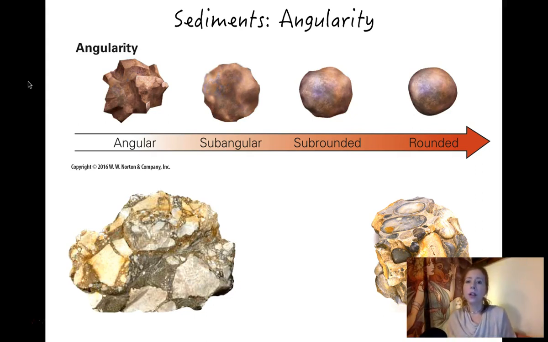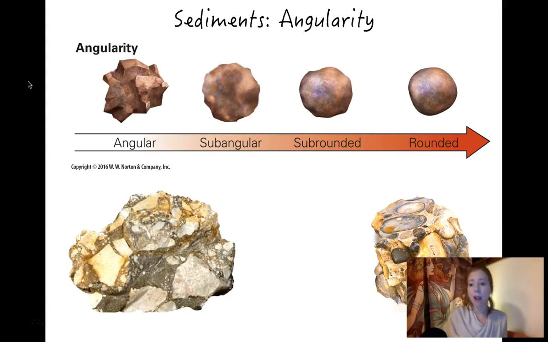Now let's look a little bit at angularity. So when you have broken up, really angular, jagged clasts, guess what? We call that angular. So sometimes terms in geology, sedimentology, soils are exactly what they sound like. Then subangular is a little more rounded. Subrounded is more rounded than that, and rounded is completely smooth and rounded.